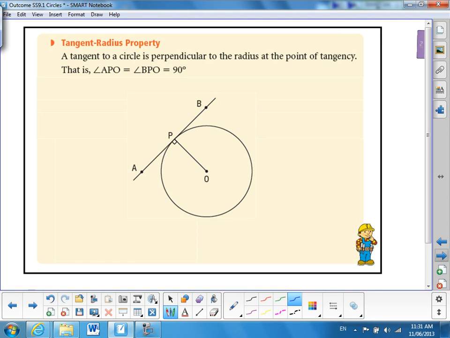If you draw a line from the center of the circle to the point of tangency, you will create a 90-degree angle. So if you draw a line from the center of the circle out to the point of tangency, where the tangent line touches, you will create a 90-degree angle.